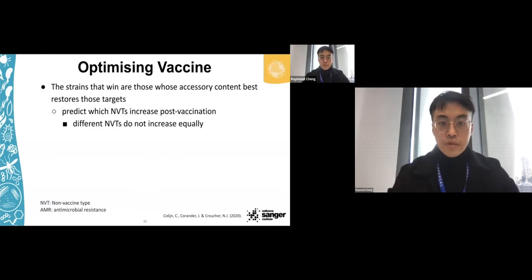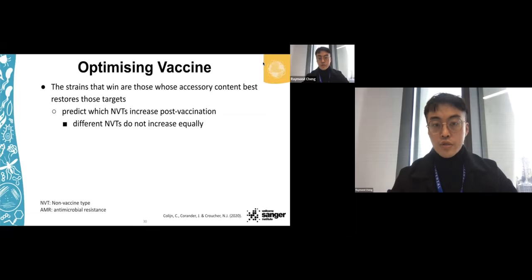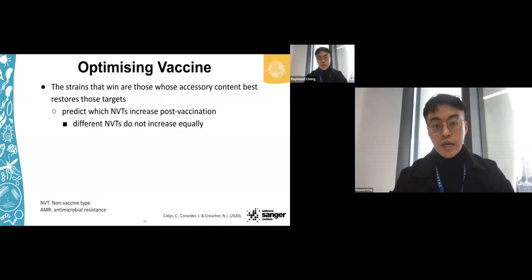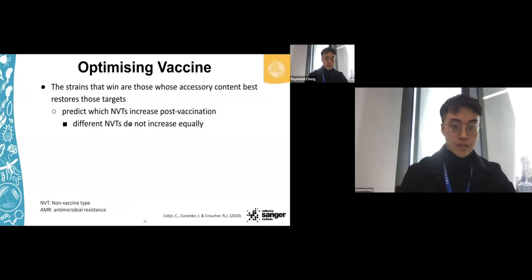So after vaccine implementation, the strains that survive are those strains that are non-vaccine type, and usually those non-vaccine type carrying rare accessory genes will increase more than those carrying common genes. This is because of the NFDS. So different non-vaccine types do not increase equally. We need to have this model to try to predict more accurately how the non-vaccine type frequency increases.